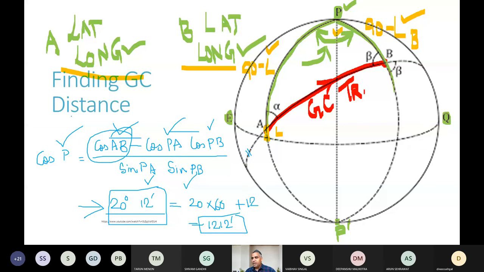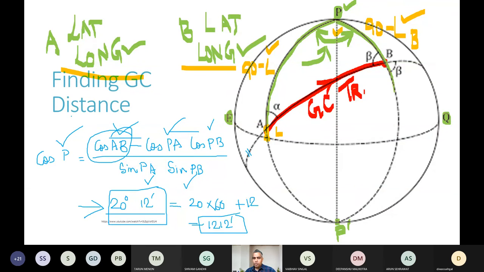If you look at the PON book, they have used haversine. That was used when we did not have a scientific calculator. So now I would not recommend using haversine, because firstly accuracy goes down since you have to refer to the table. Secondly, the time taken is also more.